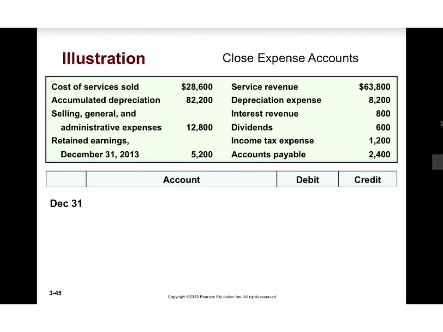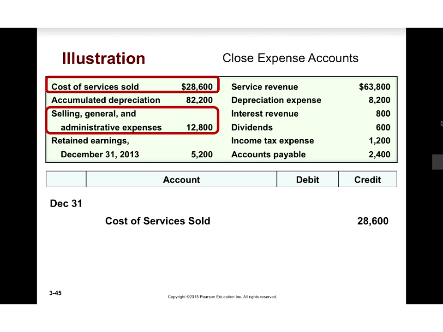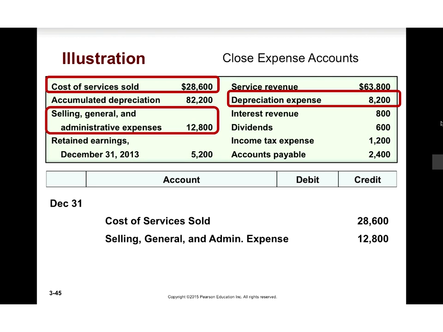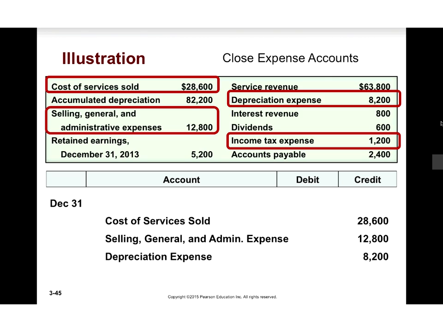Okay, up next, you'll close your expense accounts, and what you're going to do there is find all your expense accounts. Now, expenses increase with a debit, so I'm going to skip a line and credit each expense. I'm going to credit cost of services sold, general selling and administrative expenses, and depreciation expense. And income tax expense is also on there. So I'm going through finding all my expenses, and I'm crediting them.